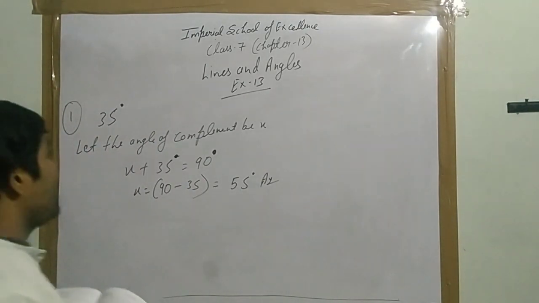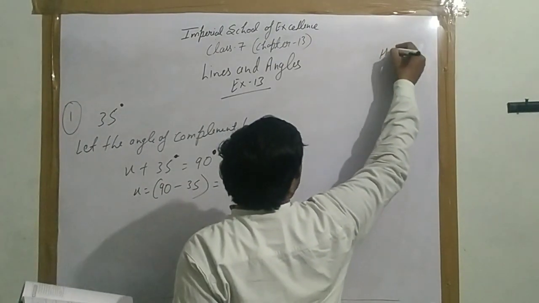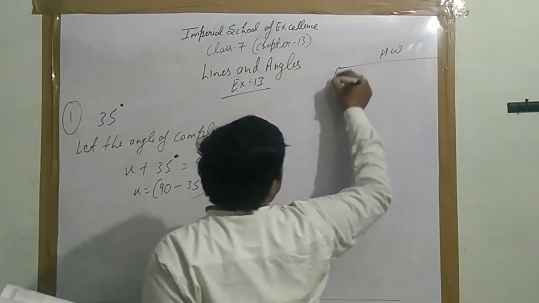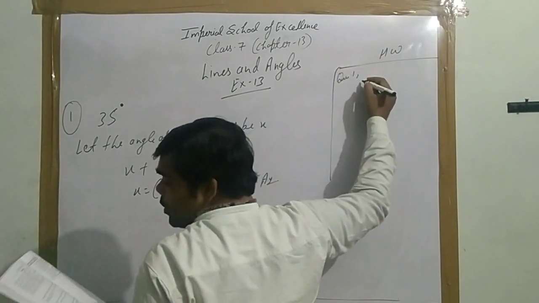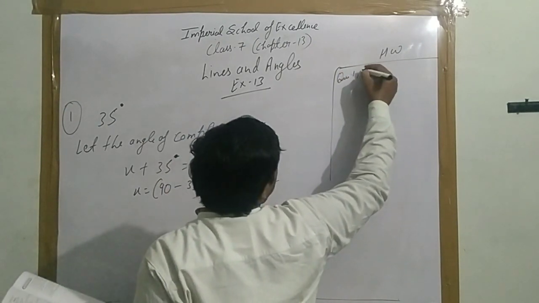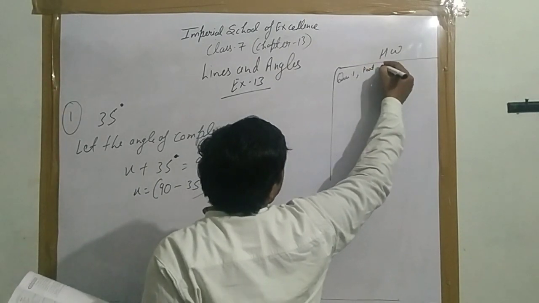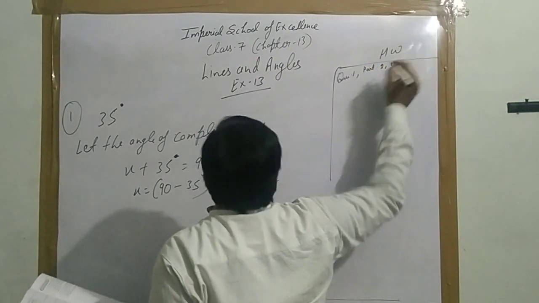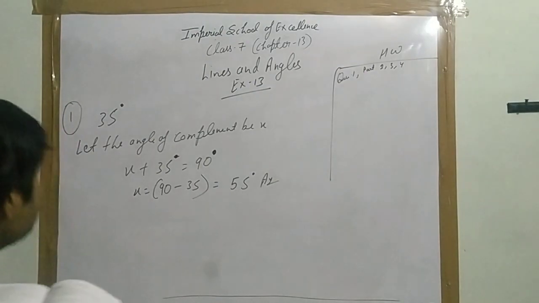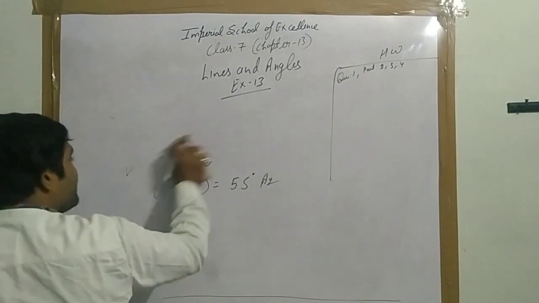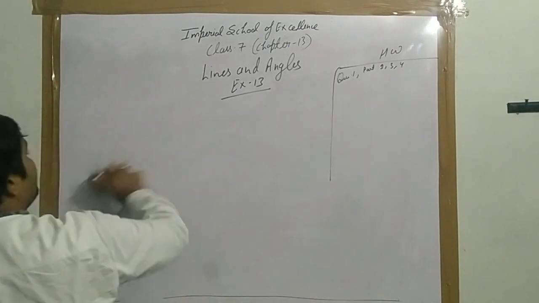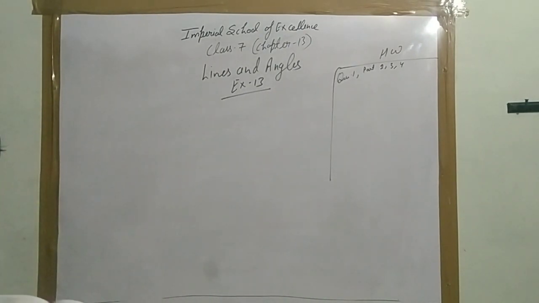After that, I am mentioning homework. In question number 1, you have to do parts 2nd, 3rd and 4th. Now the second question is given here. You have to find the supplement. Just as we found the complement, now you have to find the supplement of the given angle.